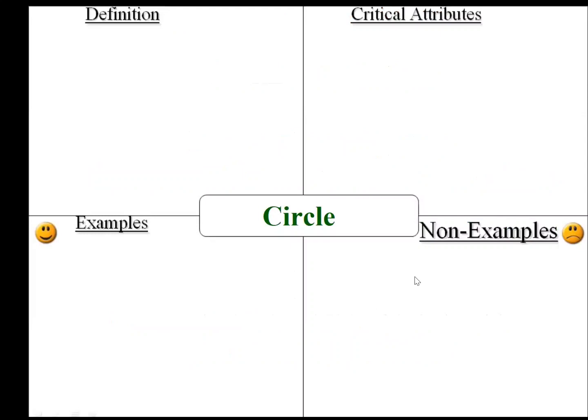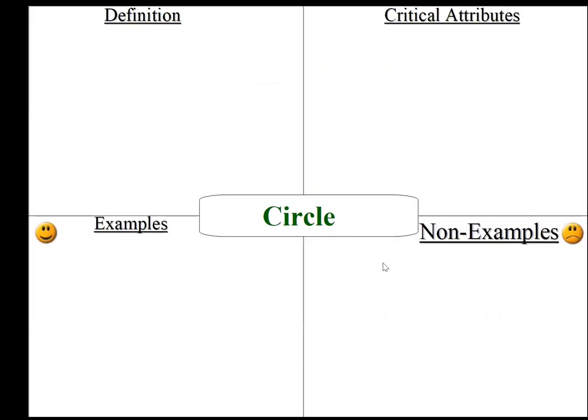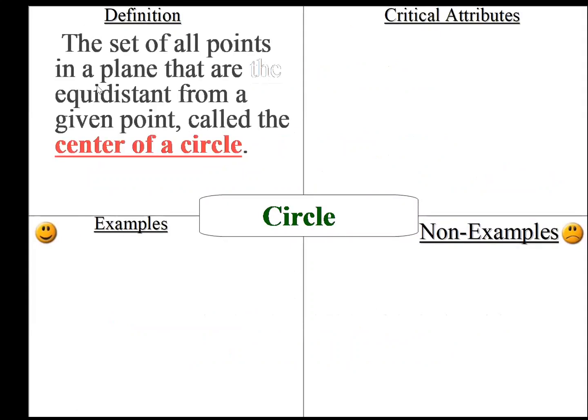So what is a circle? A circle is, definition, the set of all points in a plane that are equidistant from a given point called the center of a circle. And repeat that again. The circle is the set of all points in a plane that are equidistant from a given point. And what's that given point called? It's called the center of the circle. The set of all points on a plane that are equidistant. What do you think equidistant means? What do you guys think? Equidistant.